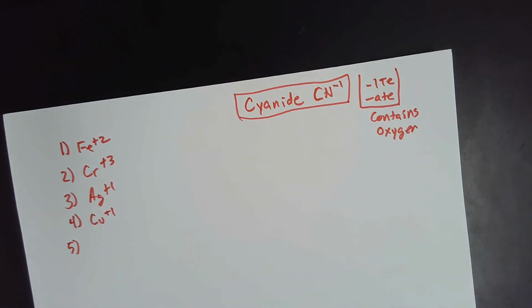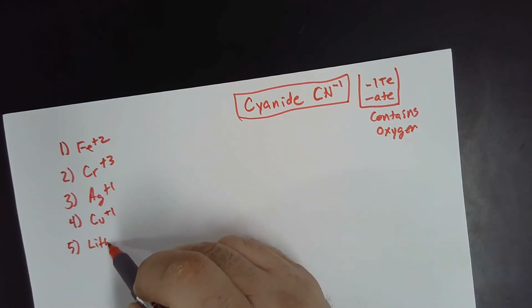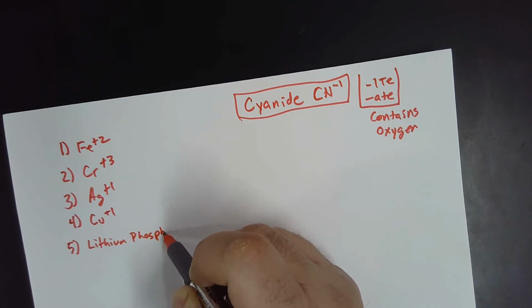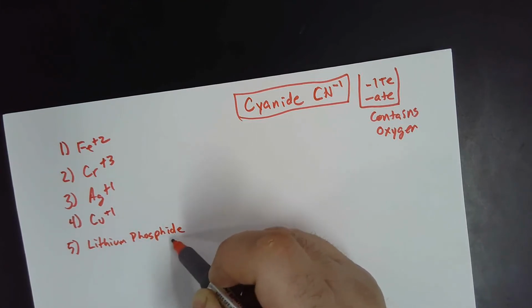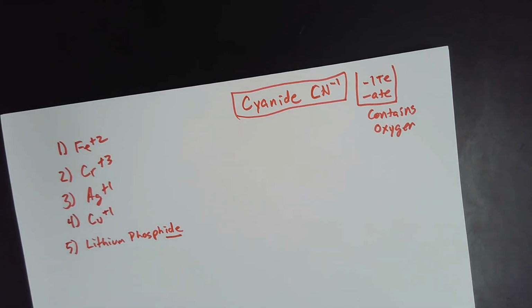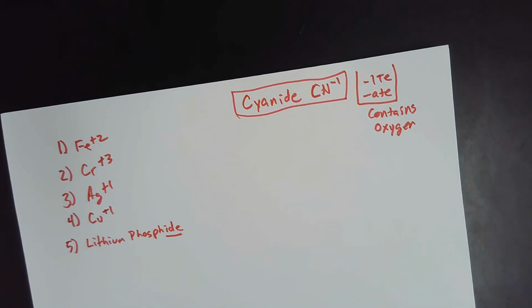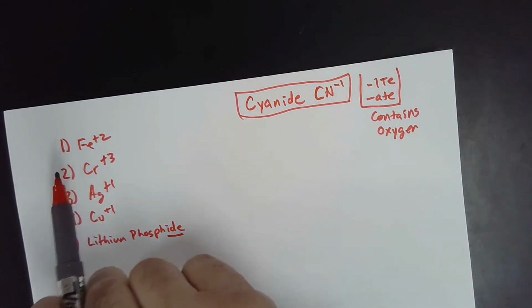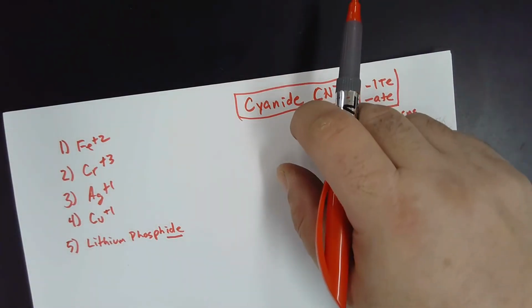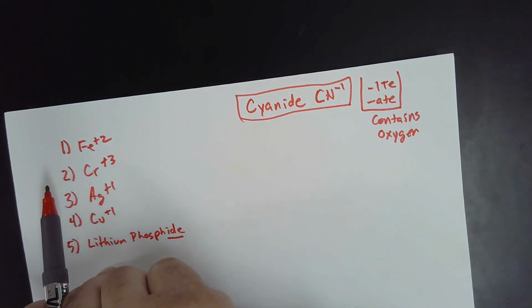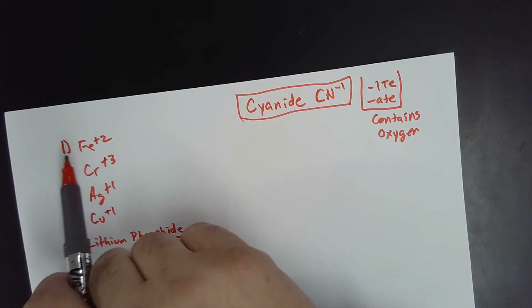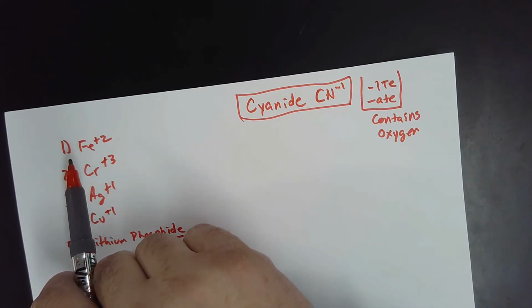Okay, number 5. Number 5 is giving me a name: lithium phosphate. The ending IDE should tell us what? Is that ITE or ATE? It does not. If it ends in IDE and it's not cyanide, that means that's an element. I'm just looking at the element. I'm not looking at a polyatomic. I'm looking at an element. Everybody with me on this?